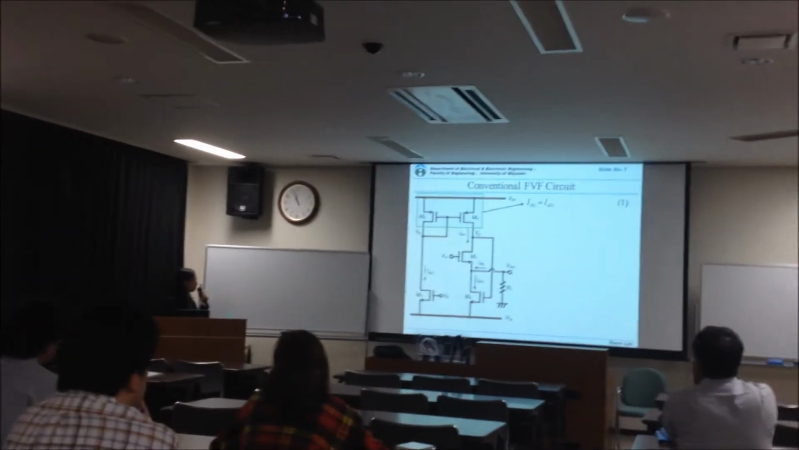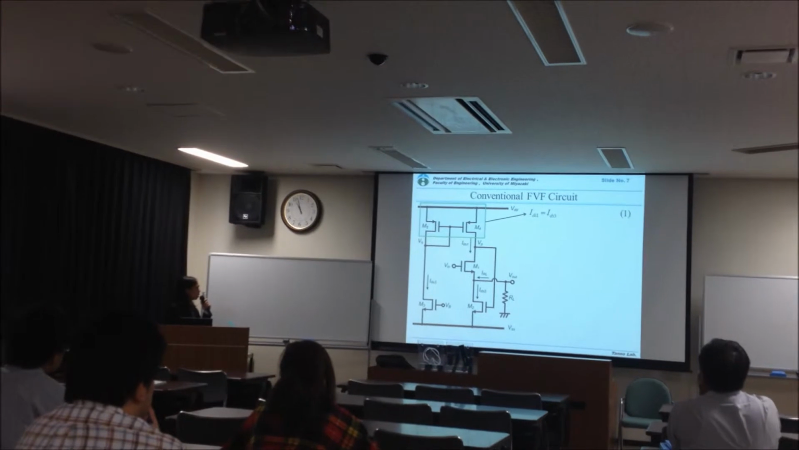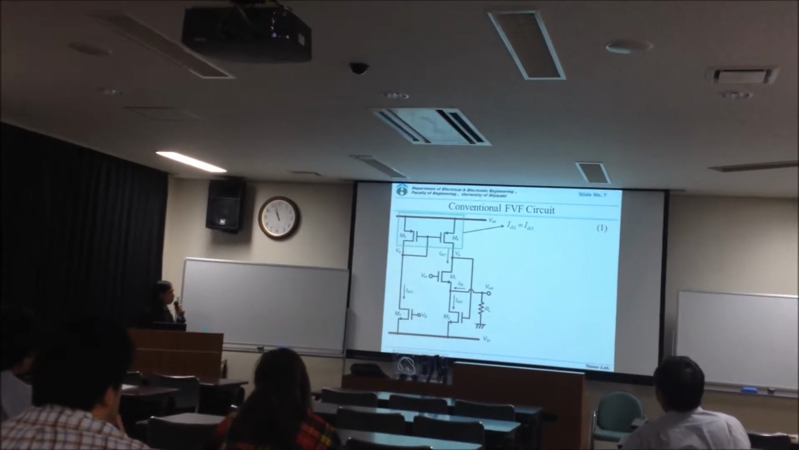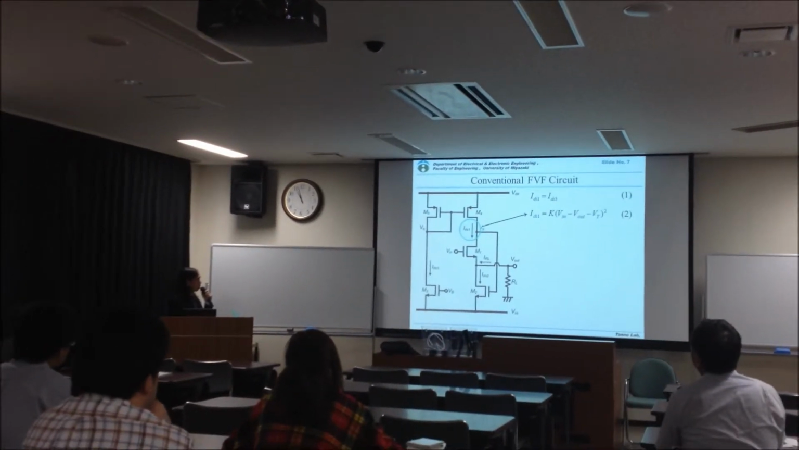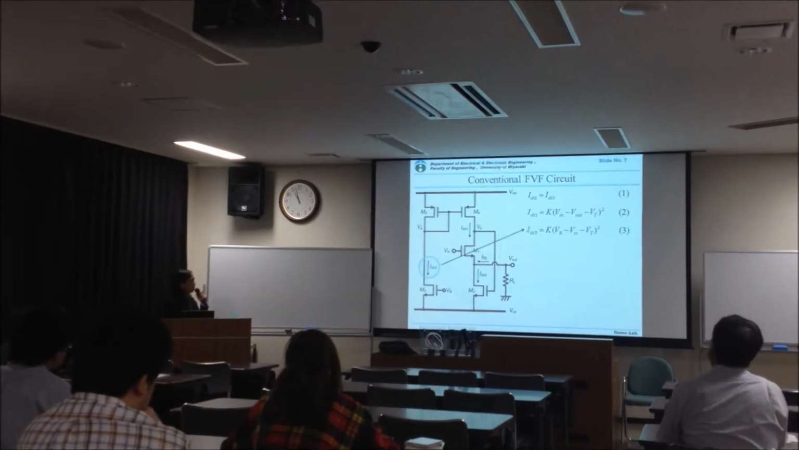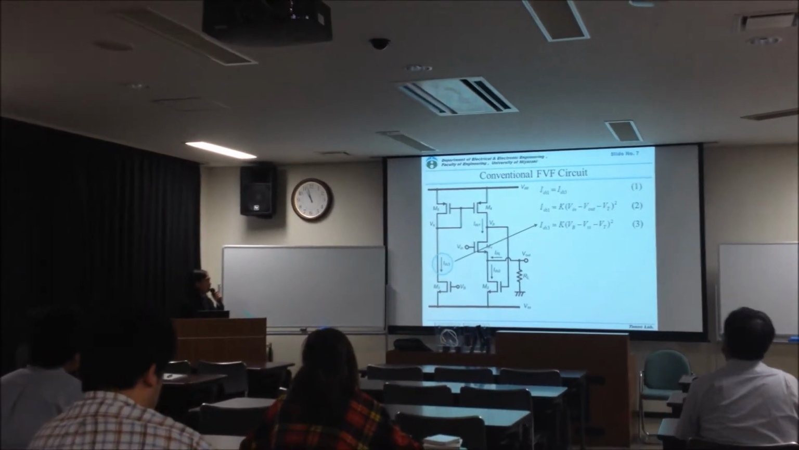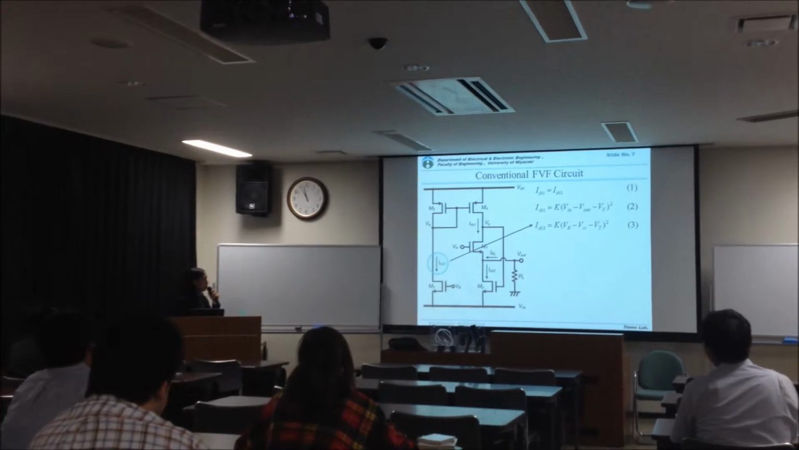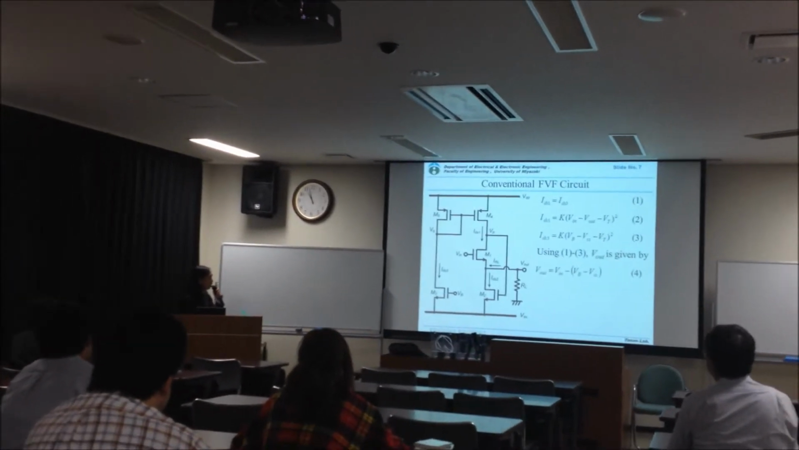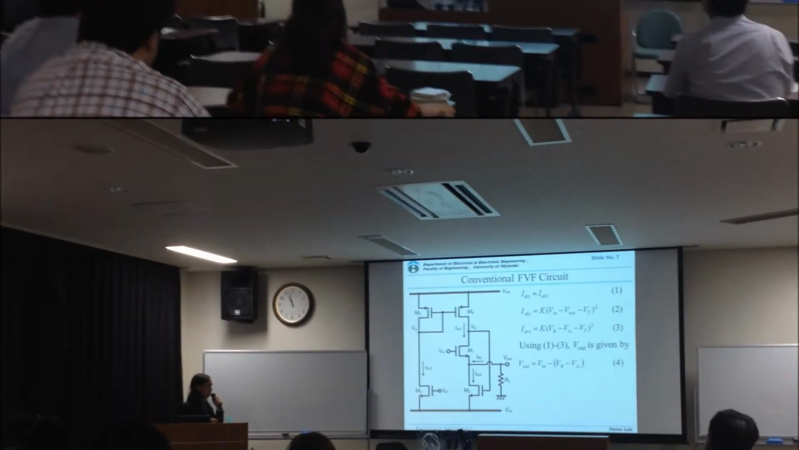Copy the IDS3 to IDS1, so we get IDS1 equal to IDS3. And this is the equation of IDS1, and this is the equation of IDS3. From these three equations, we will get that V out equals V in minus VT minus VSS.